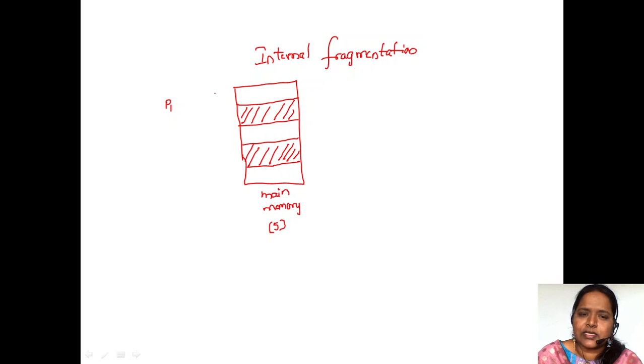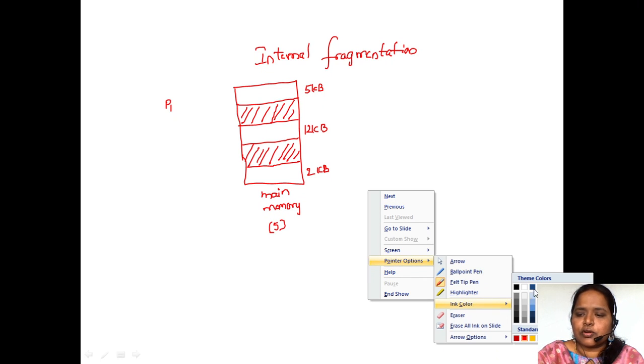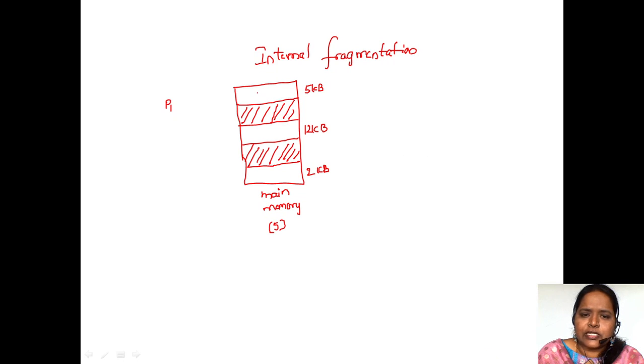Suppose this partition size is 5 KB, this partition size is 12 KB, and this partition size is 2 KB. Fine. These lines indicate it is already filled by a user process. These are the empty slots. So 5 KB, 12 KB and 2 KB are the empty slots.